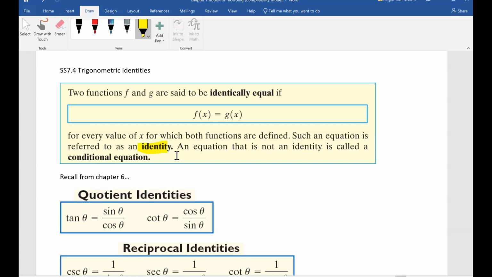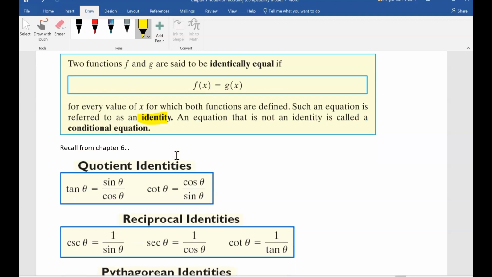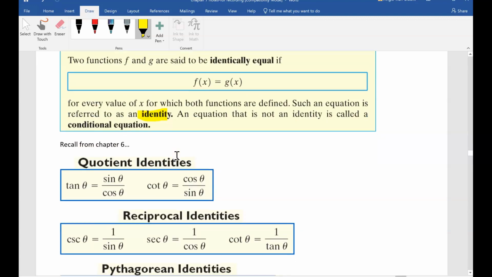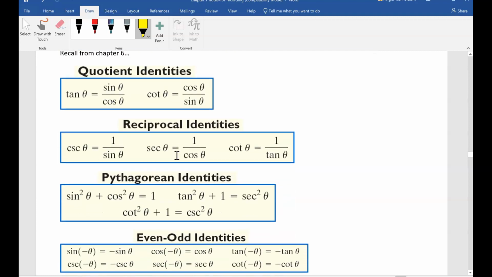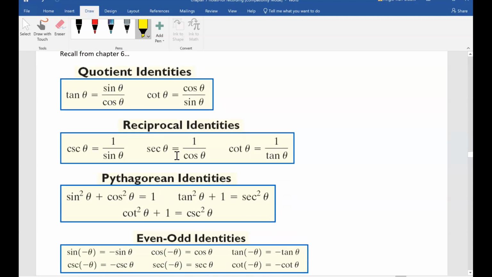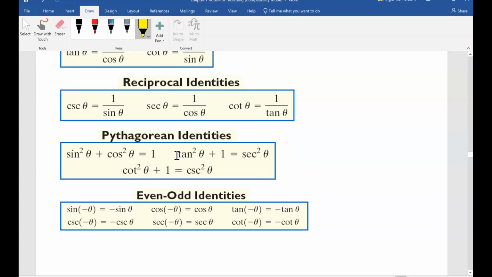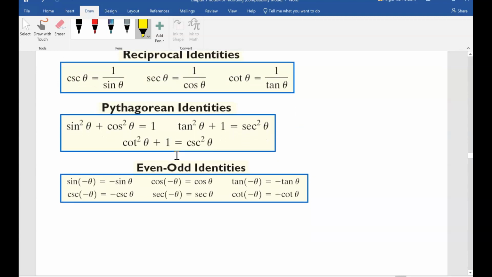Now, chapter 6, which is the review unit, unit 0 for you from last year. As we know already, tangent is always going to be sine divided by cosine. Cotangent is the reciprocal of that, so it's going to be cosine divided by sine. Cosecant is the reciprocal of sine, secant is the reciprocal of cosine, and cotangent, again, is the reciprocal of tangent.